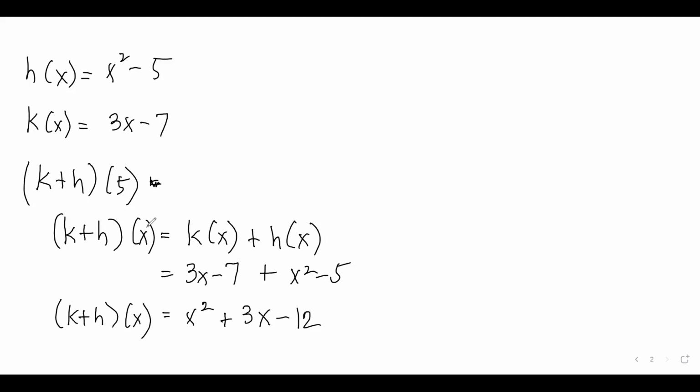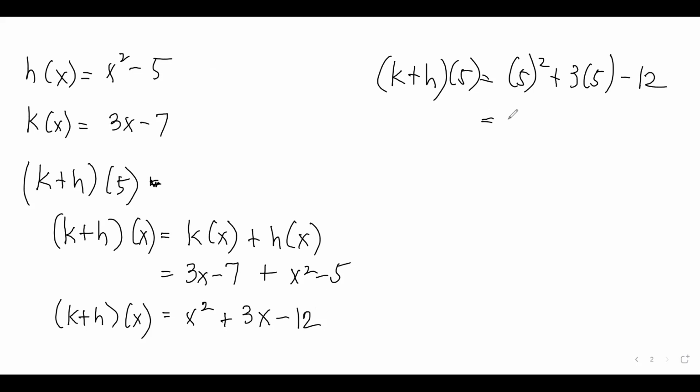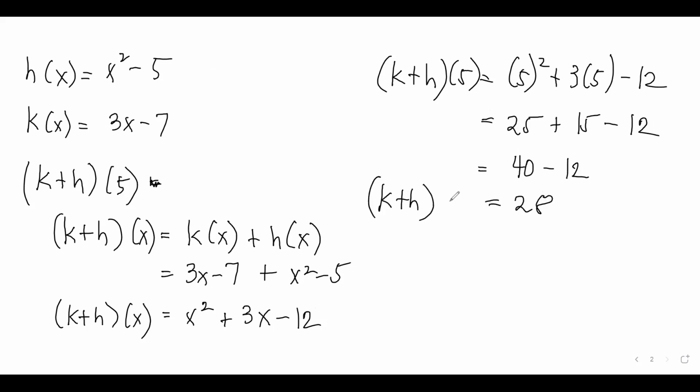Ngayon class, ang hinahanap is k plus h of 5. So we need to substitute. So k plus h of 5 is equal to, ito din, pero i-substitute na natin yung 5. So we have 5 squared plus 3 times 5 minus 12. Simplify further, 25 plus 15 minus 12. Ayan, 40 minus 12. So we have 28. So k plus h of 5 is 28.